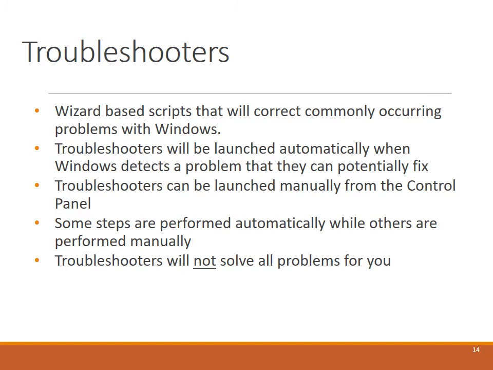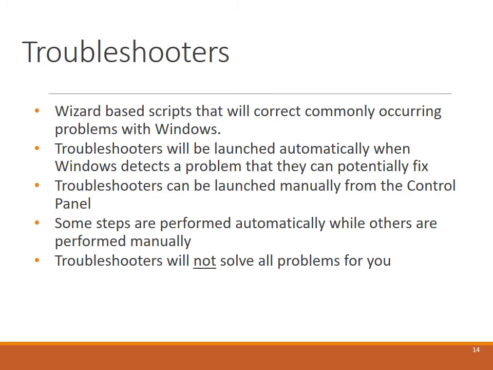So one I can think of off the top of my head, let's say your computer can't connect up to the internet. You might get a troubleshooter that pops up that says, hey, let's walk through some common steps to troubleshoot the issue. So troubleshooters will be launched automatically when Windows detects a problem that it can potentially fix. So again, with that networking issue, you might get a troubleshooter that pops up and it might walk you through disabling and re-enabling the network adapter. Might run ipconfig, renew, a whole bunch of other stuff that will help diagnose the issue.